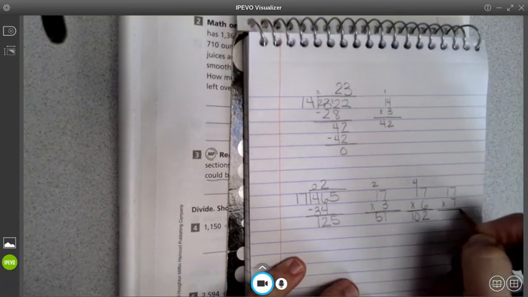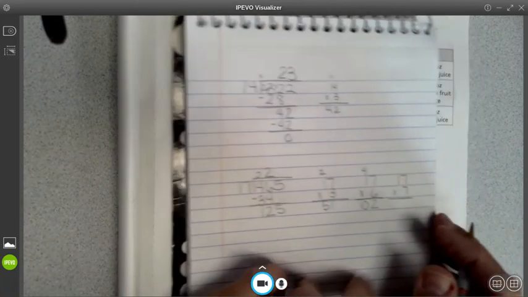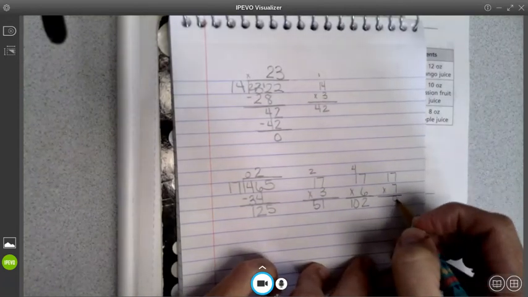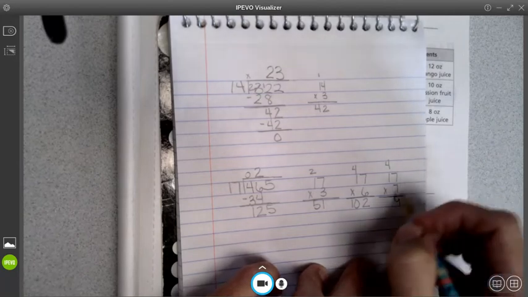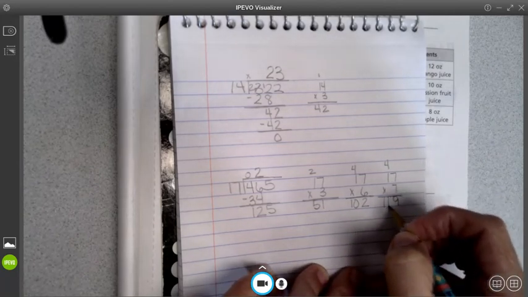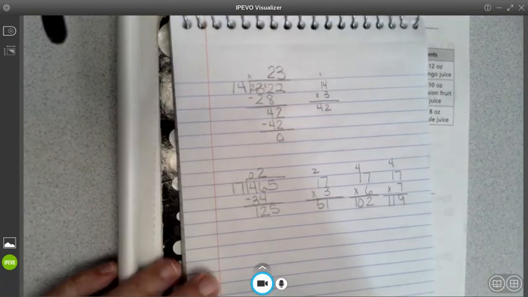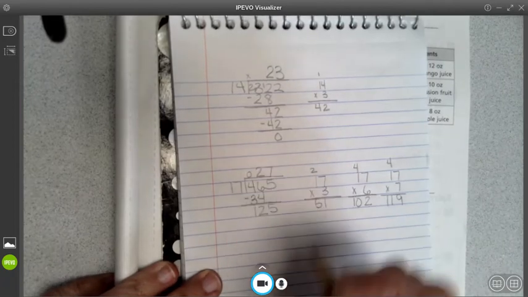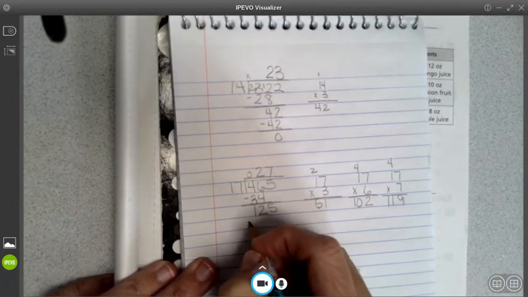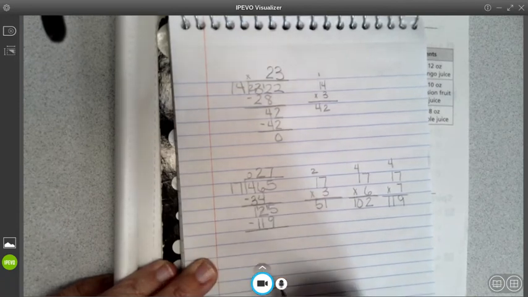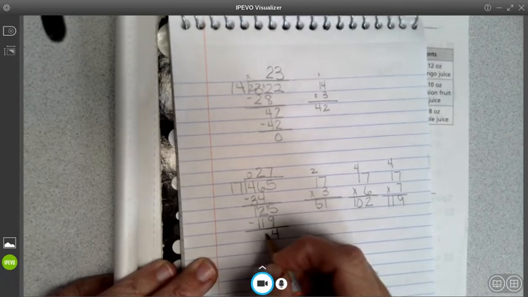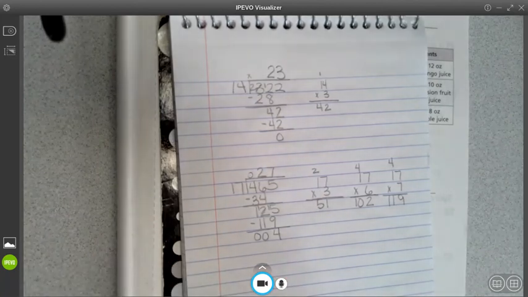Let's see what happens with 17 times 7. 7 times 7 is 49. 7 times 1 plus 4 equals 11. That one works. I'm going to put my 7 up in my quotient above the 5. I'm going to subtract 119. I have to regroup, and I have just a remainder of 4.